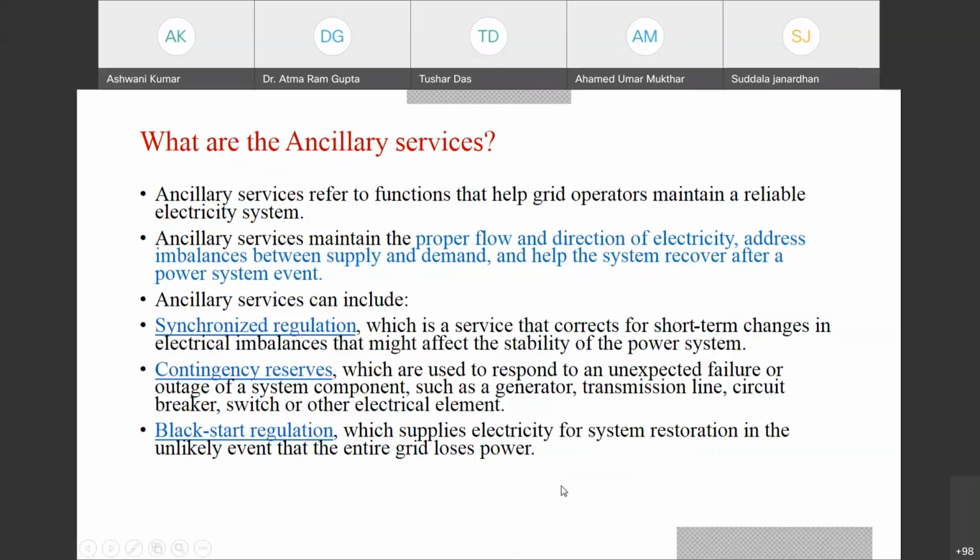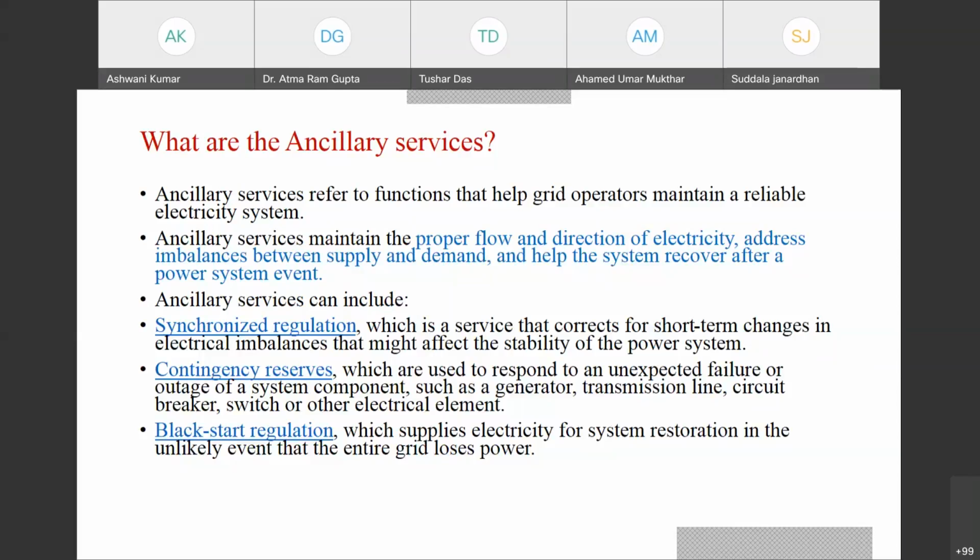So what are the ancillary services? That is another question now. You have understood that such services which are essentially required for the system operation, to maintain the operation in a reliable, secure, and stable manner, are called ancillary services. What are these ancillary services? They have to maintain the proper power flow and direction of the electricity, address the imbalances between supply and demand in real time, and help the network operator recover whenever there is any casualty or catastrophe in a system. The system operator must recover the system very fast to the normal state.